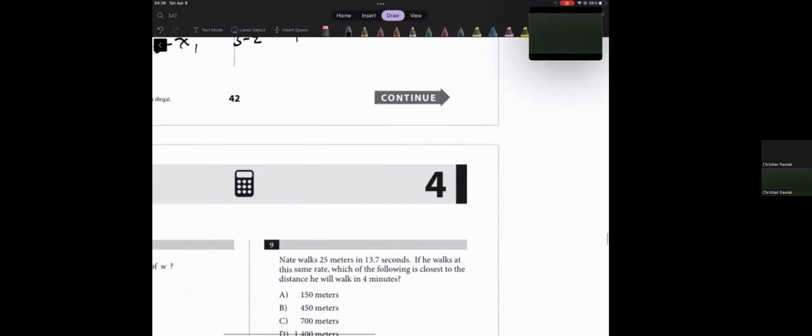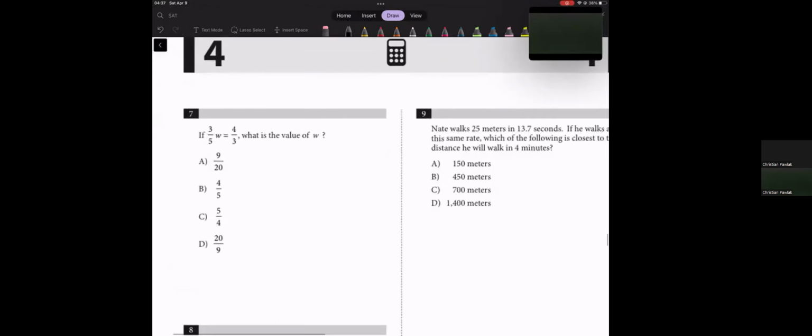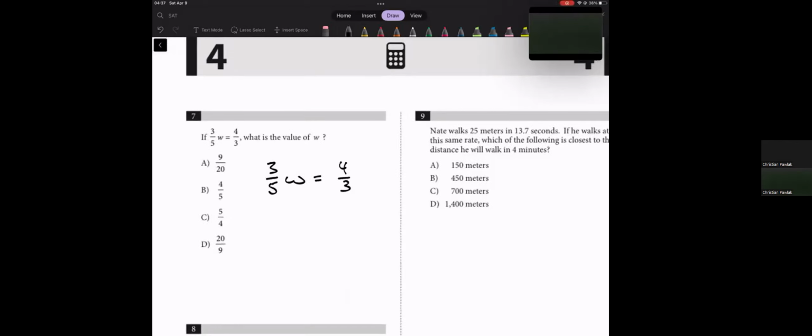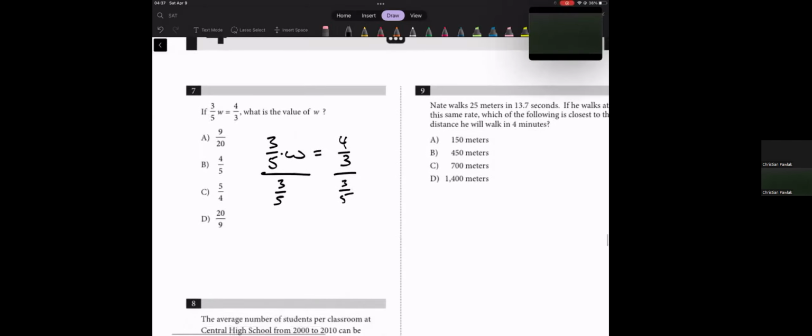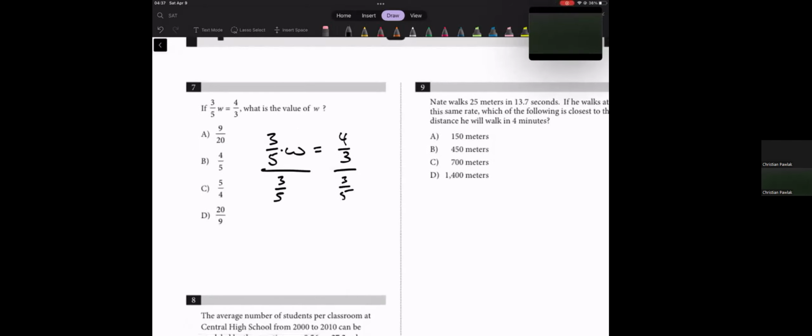Okay. Moving on to number 7. If 3/5 W is equal to 4/3, then what is the value of W? A couple ways to do this. If you want to use your calculator, that's fine. 3/5 is attached to W by multiplication, so I'm going to divide by 3/5. However, when you divide fractions with fractions in the calculator, it gets very, very messy.